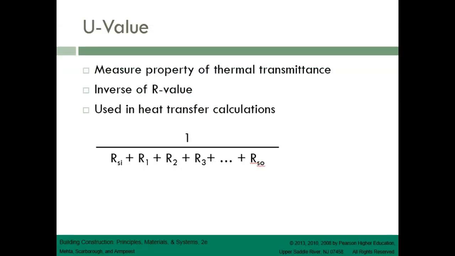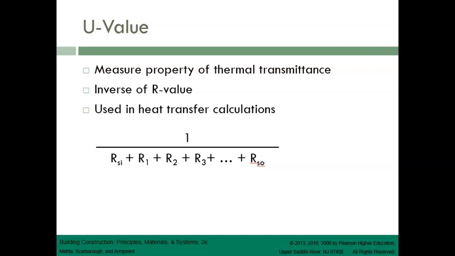U value is the inverse of R value. So if we take the R values of our multi-component assembly and add them up, we would divide 1 by the sum of those numbers. That is the U value. It's the inverse of R.